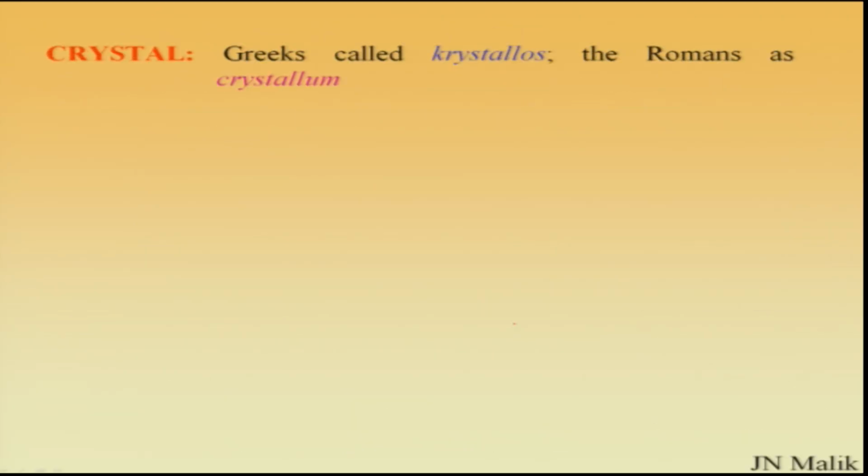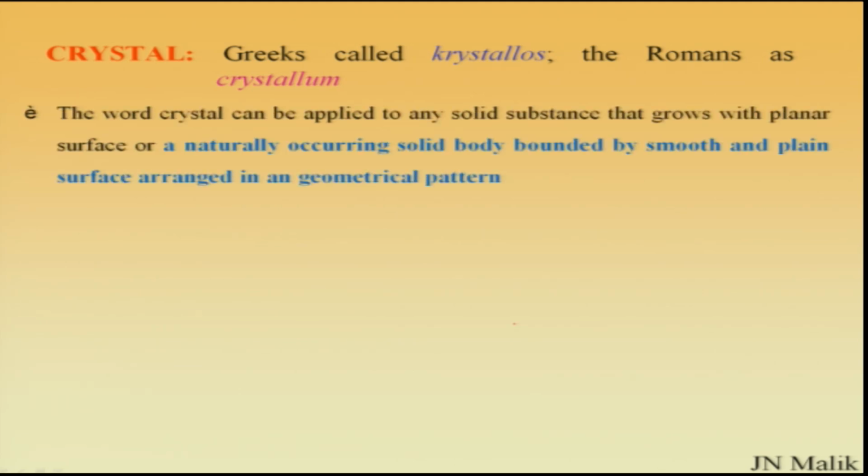Coming to the crystalline forms, what is a crystal? It is a Greek word, crystallos, and the Romans said crystallum. The word crystal can be applied to a solid substance that grows with planar surfaces, or a naturally occurring solid body bounded by smooth, plane surfaces arranged in a geometric pattern.